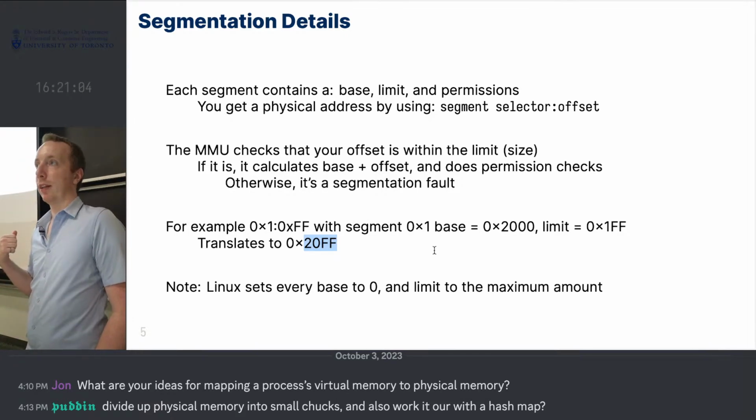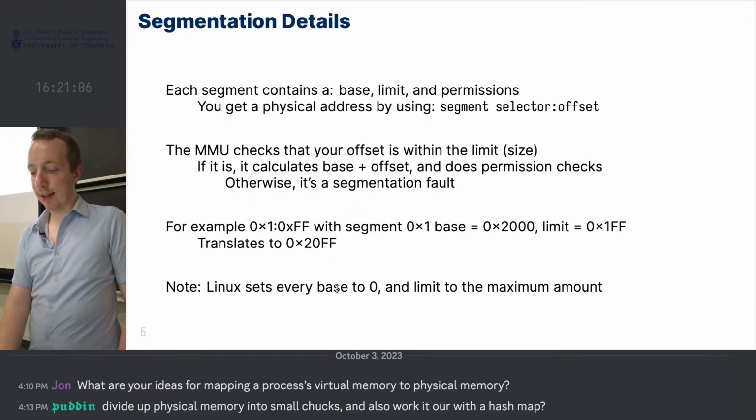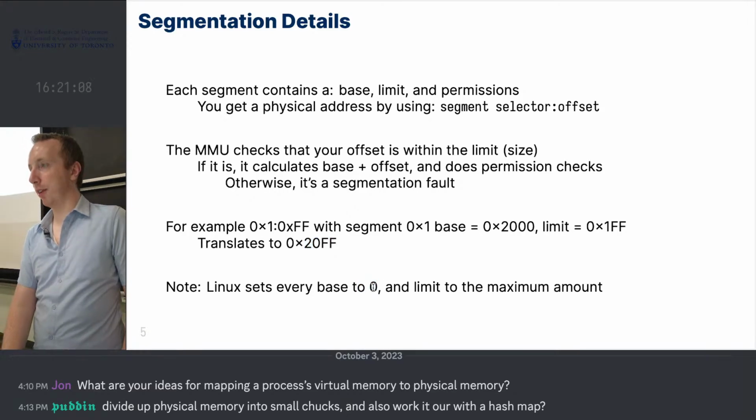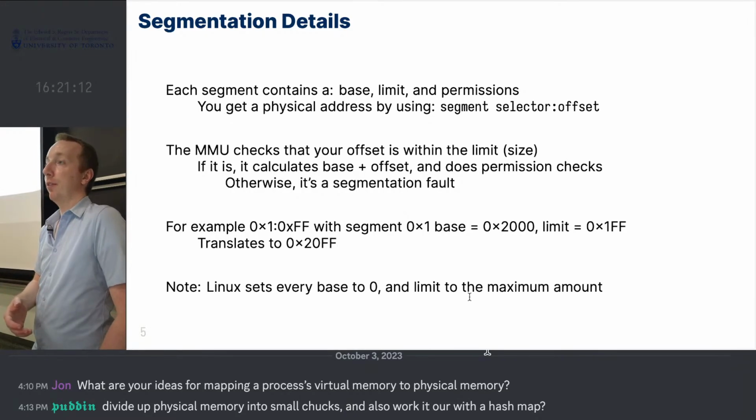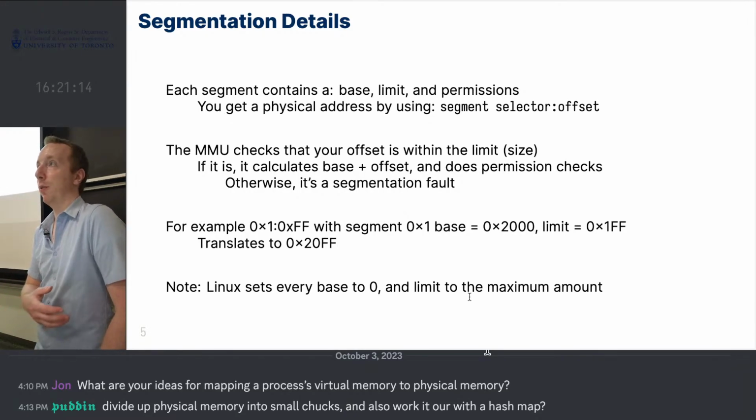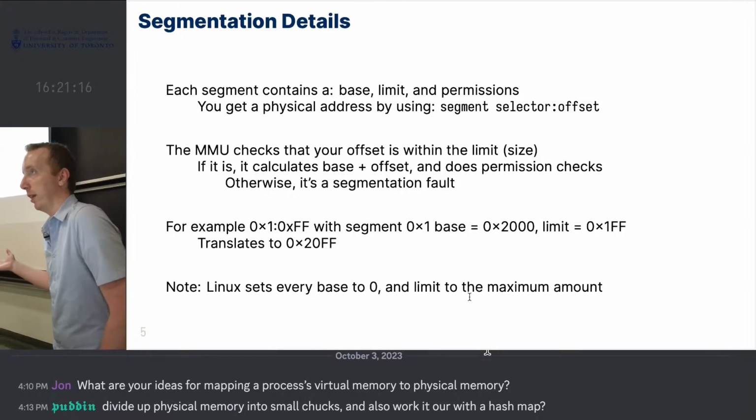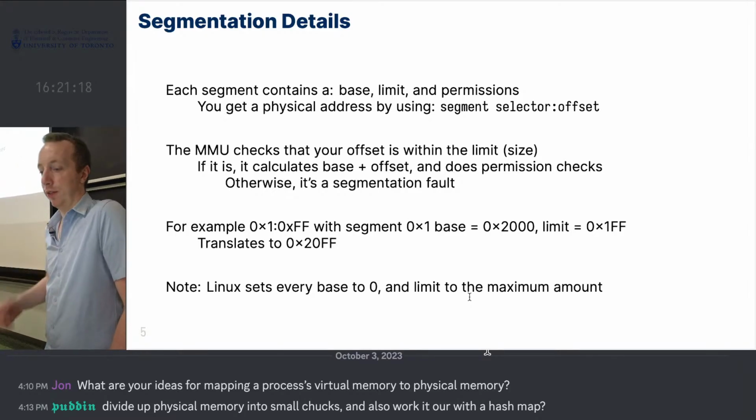So what Linux does to get around it, because your old x86 hardware still has support for this because they cannot take it out, is set the base of every segment to 0 and the limit to the maximum amount of memory you have on your machine. So essentially it turns segmentation into a no-op where it just doesn't translate anything. So the address is just the offset.